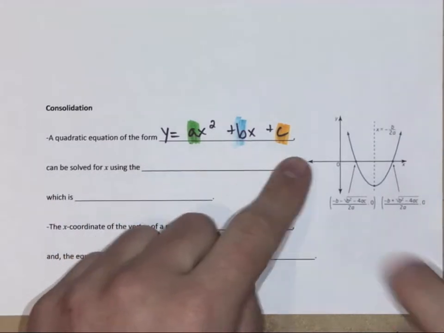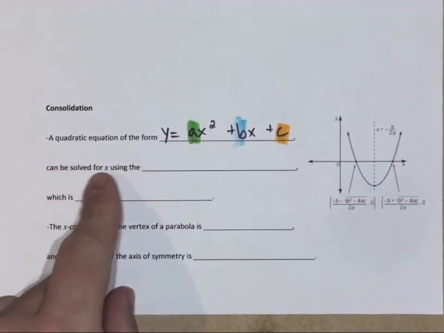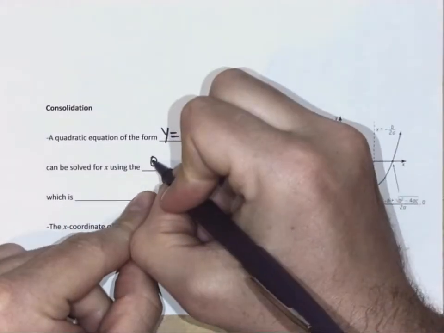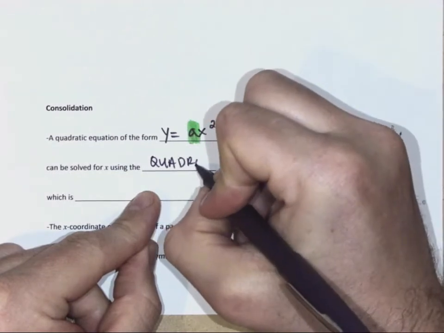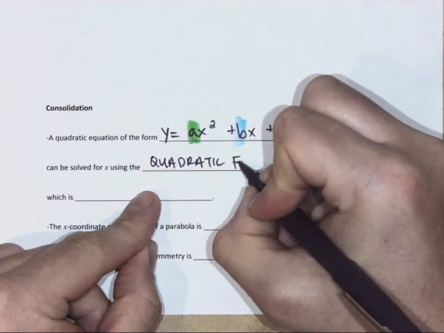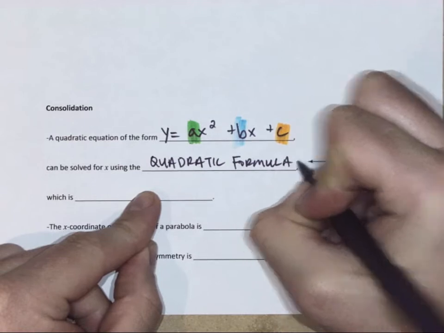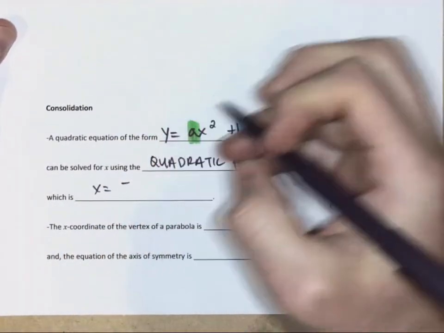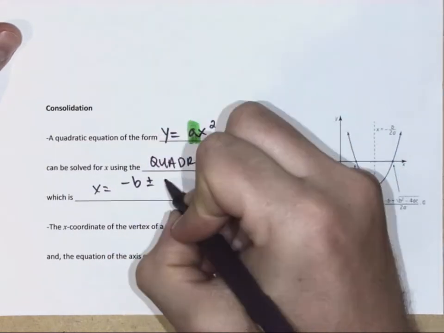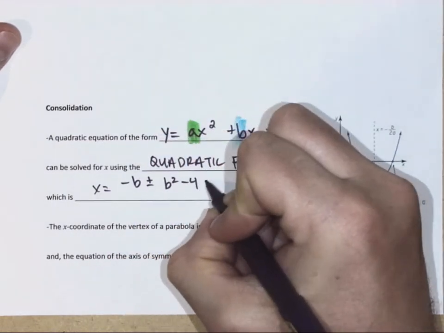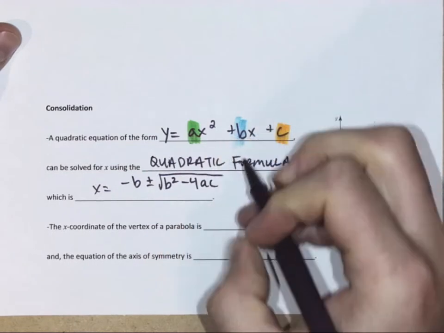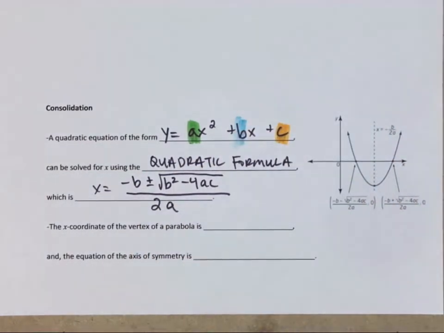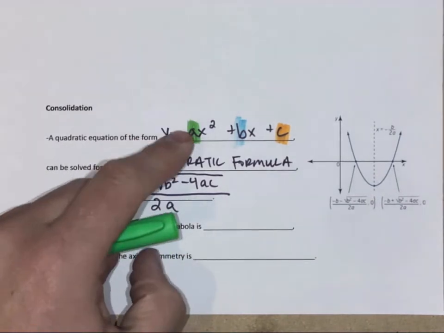Now, if we can't factor it, it can be solved for x, meaning what are the x-intercepts, by using the quadratic formula. And that quadratic formula, again, is negative b plus or minus the square root of b squared minus 4 times a times c, all divided by 2a. And that's when it's in standard form.